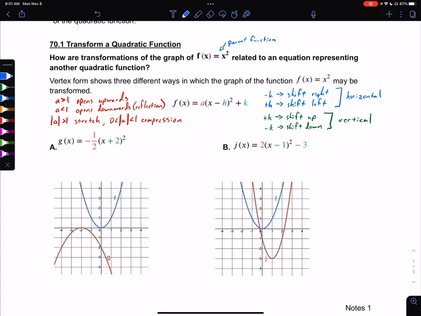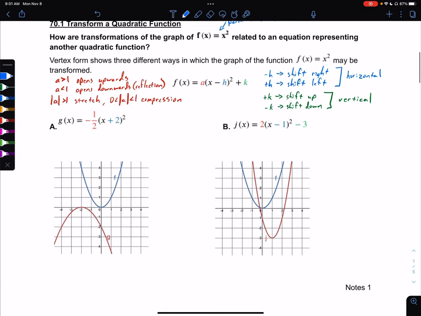Now we're going to apply those rules in examples A and B. So let's start with red here. In example A, we have this negative 1/2, and that tells me a is negative 1/2. And I have an h value. We want to be careful here. This h value is plus 2, which actually means h is negative 2. Just be careful. When you have this kind of function, the actual h value is negative 2.